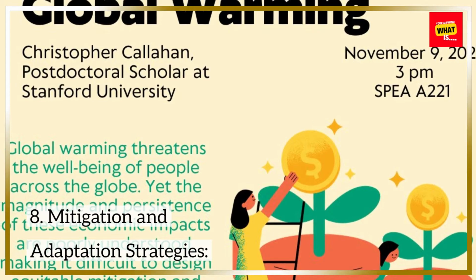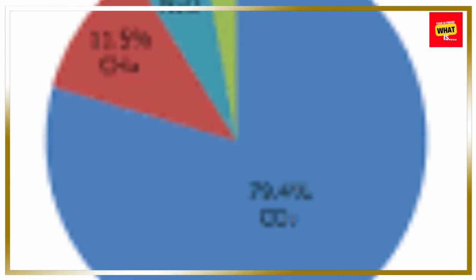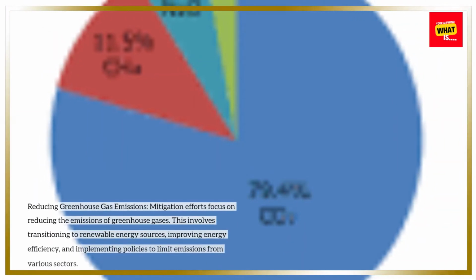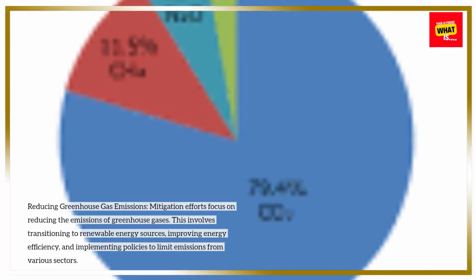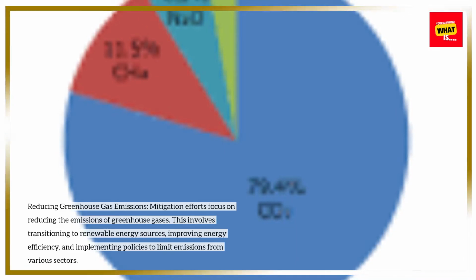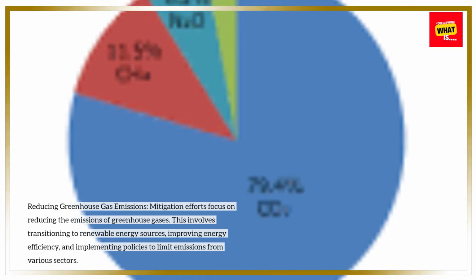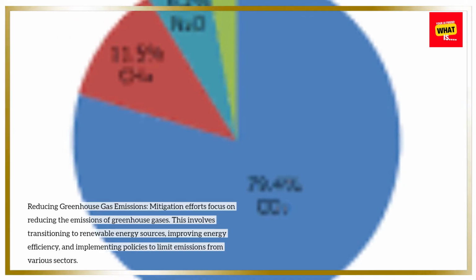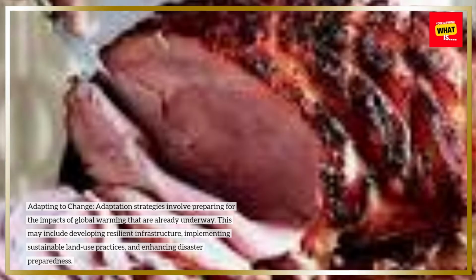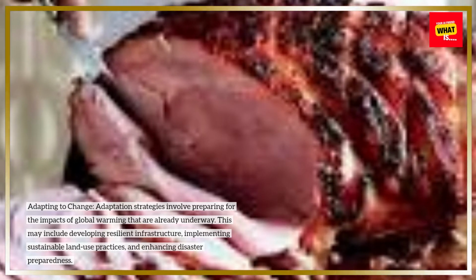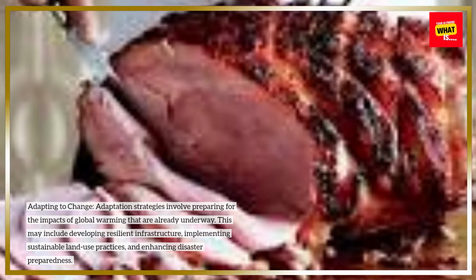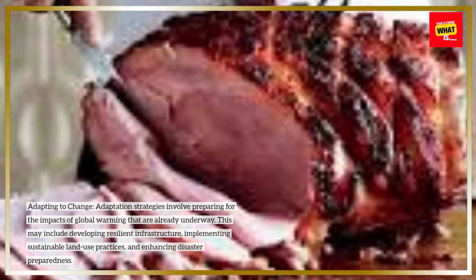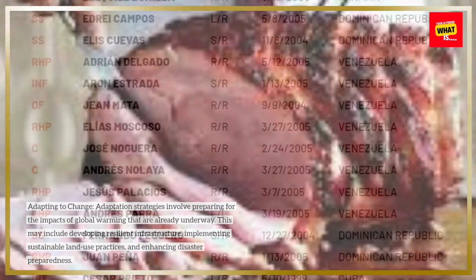8. Mitigation and adaptation strategies. Reducing greenhouse gas emissions. Mitigation efforts focus on reducing the emissions of greenhouse gases. This involves transitioning to renewable energy sources, improving energy efficiency, and implementing policies to limit emissions from various sectors. Adapting to change. Adaptation strategies involve preparing for the impacts of global warming that are already underway. This may include developing resilient infrastructure, implementing sustainable land use practices, and enhancing disaster preparedness.